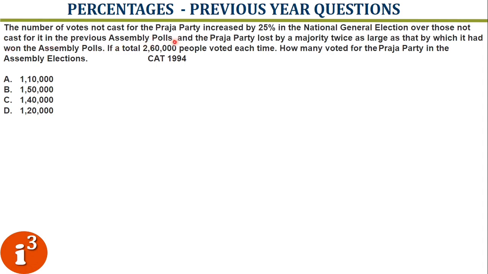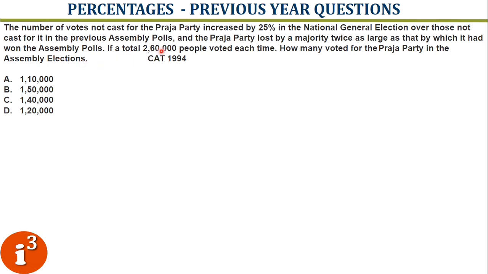So there were two polls. One is assembly polls, one is national general election. So in the national general election, the number of votes not cast increased, meaning people were angry, and the Praja Party lost. Obviously, if people are angry, the party will lose. So the people got angry, and the Praja Party lost by a majority twice as large as that by which it had won the assembly polls. Meaning by how much it won, it lost by twice that.